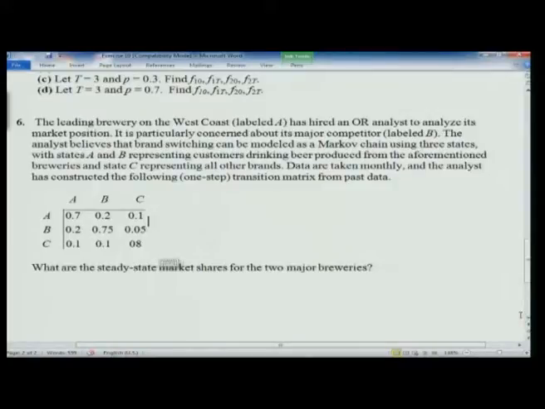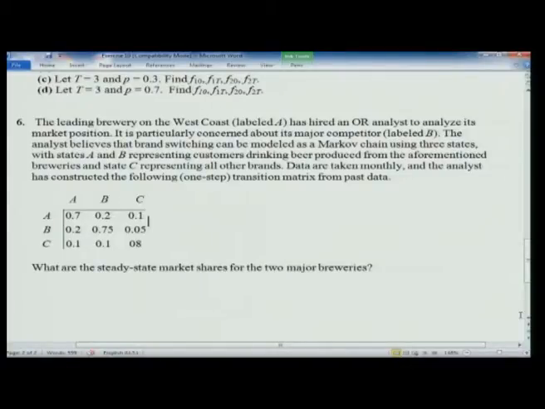Now, question 6, which is again a simple one. A leading brewery on the west coast, labeled A, has hired an OR analyst to analyze its market position. It is particularly concerned about its major competitor, let us say labeled B, another brewery, and they want to find out how good or how bad a competitor this other brewery is.